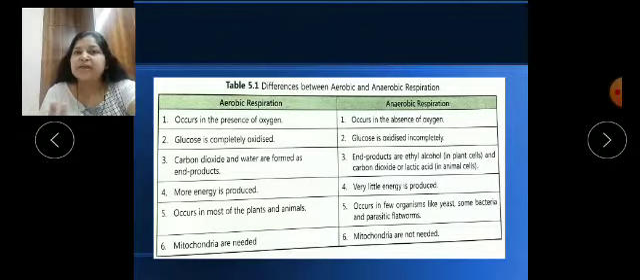Now, for aerobic respiration, the cell organelle that aerobes need is the mitochondria, whereas for anaerobic respiration mitochondria are not needed. It takes place inside the cytoplasm of the cell. So you should know all six points and write them in your copy.